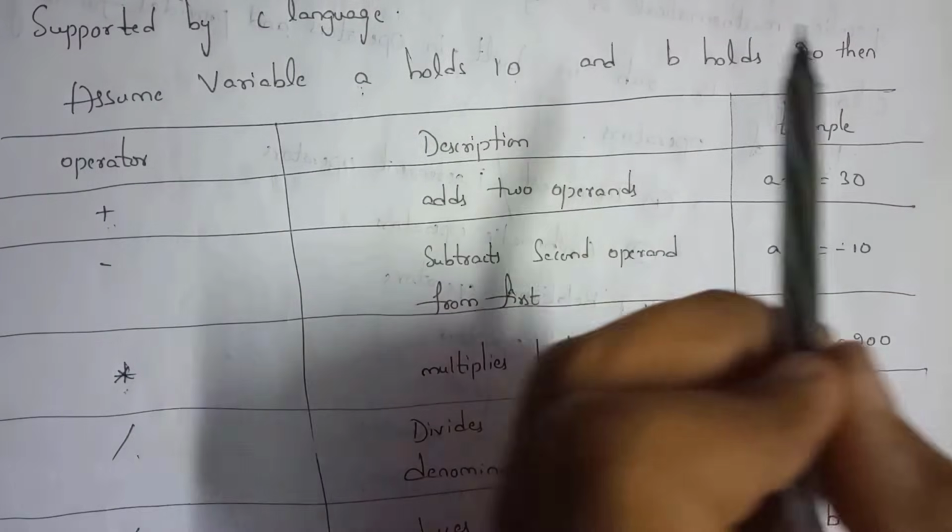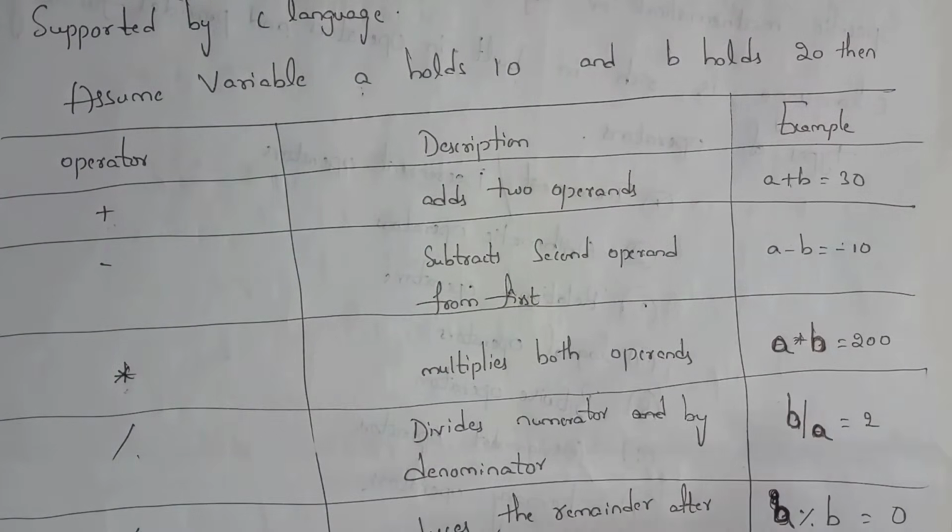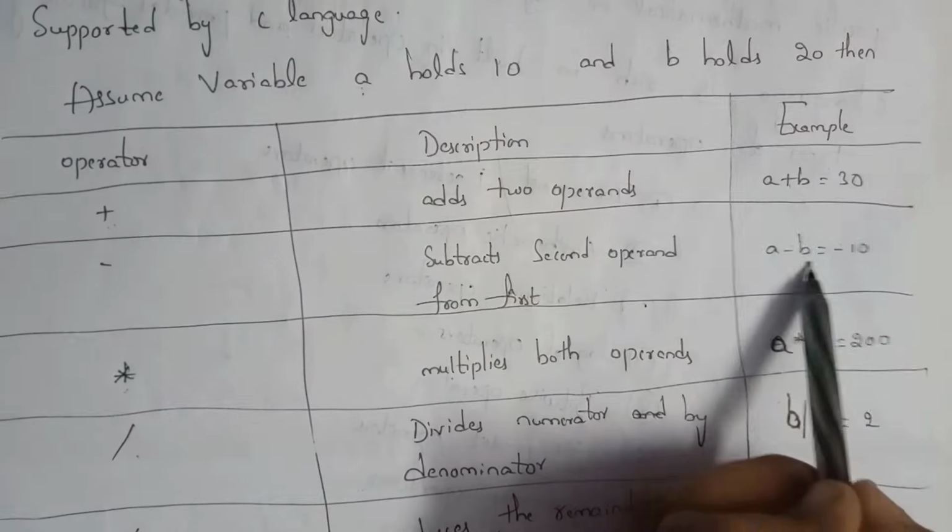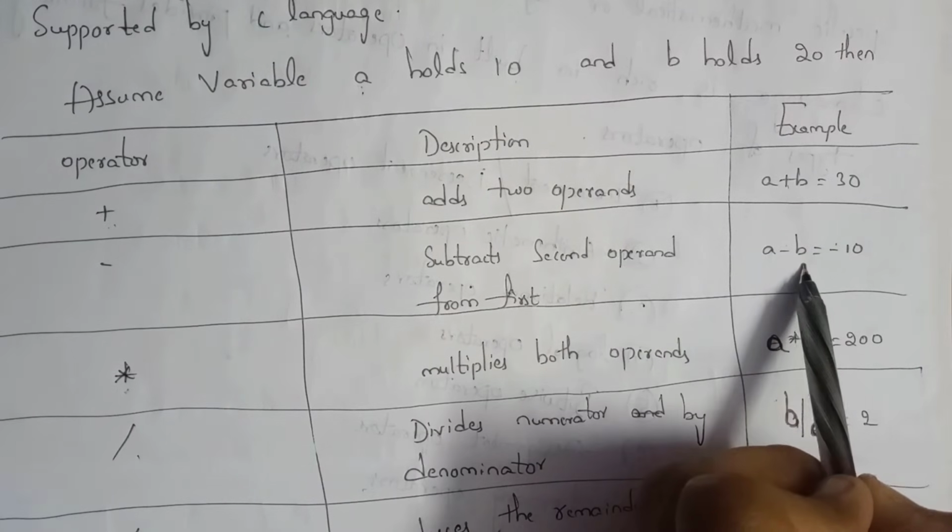Value of a is 10 and value of b is 20, that is 30. I will get output as 30. Similarly, next arithmetic operator is subtraction. We use symbol minus, that is a minus b. I will get output as 10 minus 20, that is minus 10.